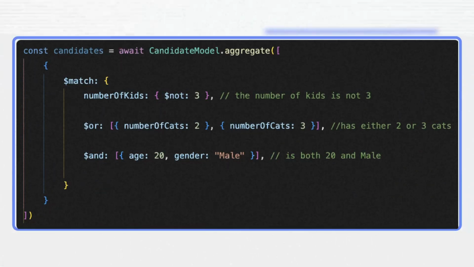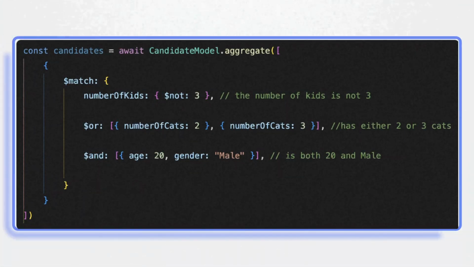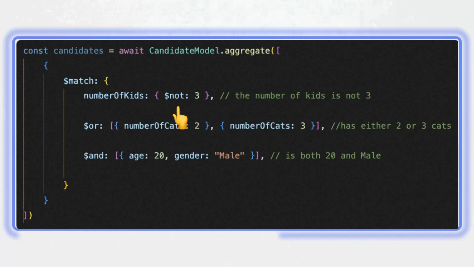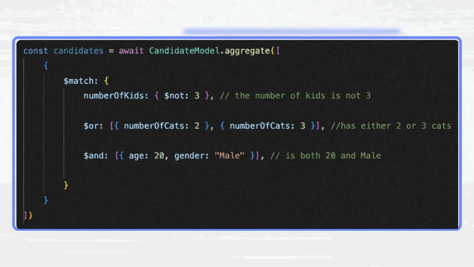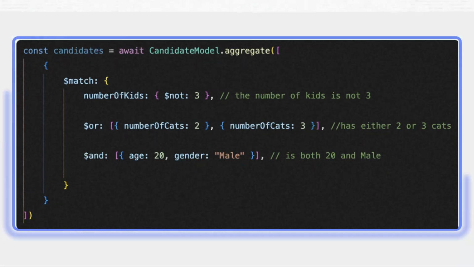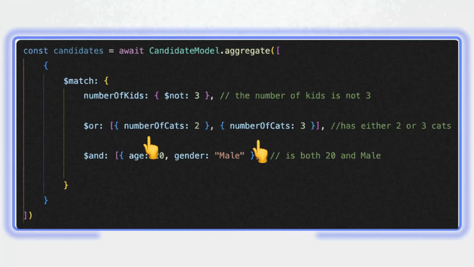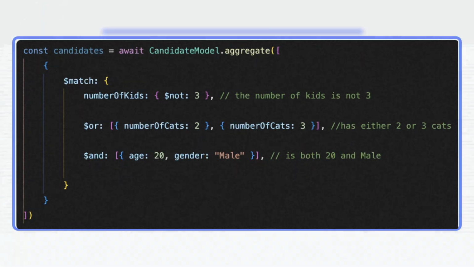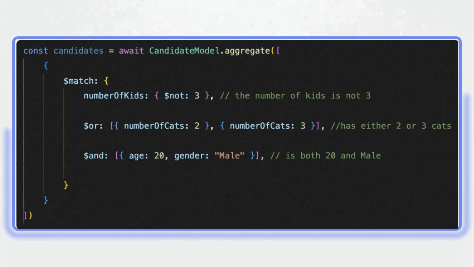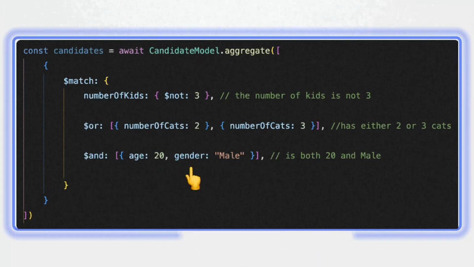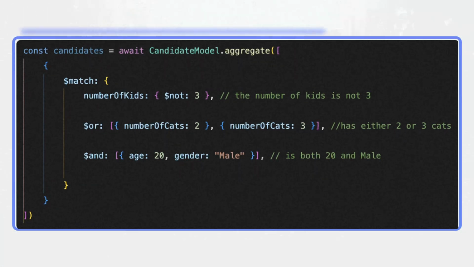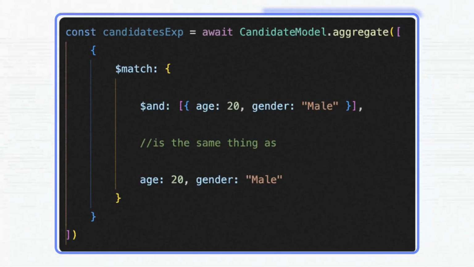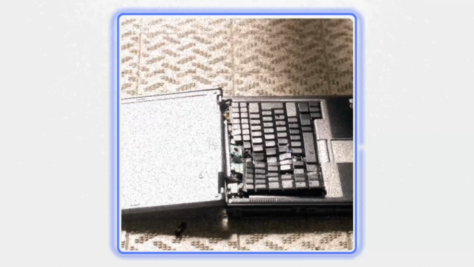Finally, you can query by conditional criteria. In the first line, we have the not operator, matching every candidate where the number of kids is not 3. In the second line, we use the or operator to query every candidate where the property number of cats is either 2 or 3. In the third line, we use the and operator to match the candidate that has age of 20 and gender of male. If you're thinking that this AND operator matches the default behavior of the match aggregation, you will be right. Honestly, AND is a bit redundant sometimes.